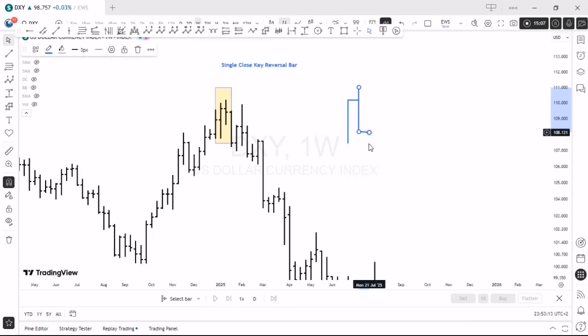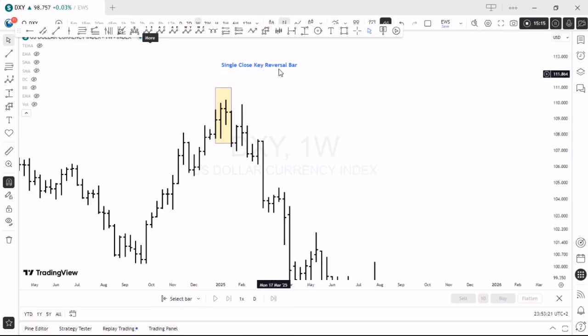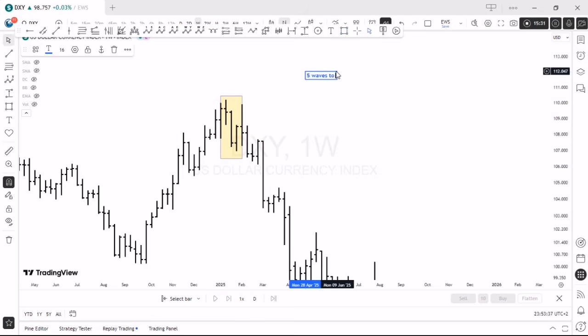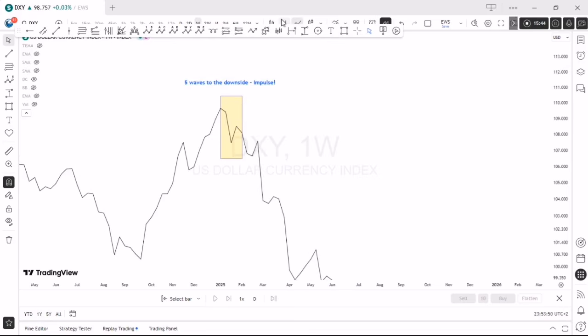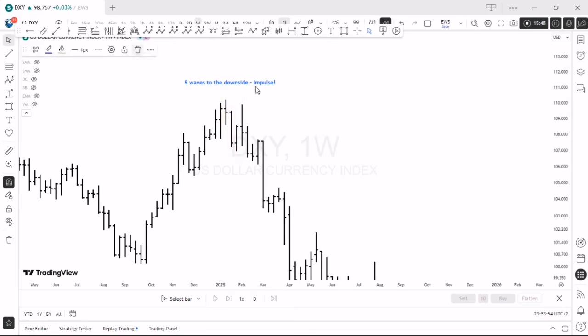So this is a rare bar pattern that we call a single close key reversal bar. Basically, we have a bar to the upside that closes higher, and then the next bar most of the time will push higher, but it's not necessary, but close below the close of the previous bar. A very important part about the single close. A double close is just like a third bar that closes below the closes of the two previous bars.